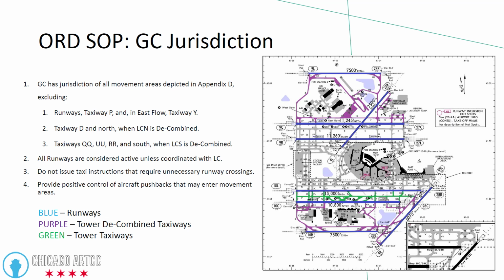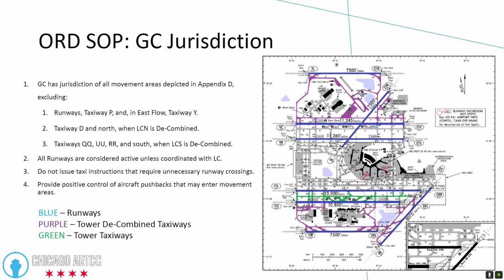Ground control jurisdiction from the SOP. Ground has jurisdiction of all movement areas depicted in Appendix D in the SOP, excluding runways. Taxiway Pop-up between the two runways here, 10 center, 10 left, always belongs to tower. And in an east flow, taxiway Yankee here. Aircraft landing 10 right would stay with the tower controller on Yankee, onto Papa, and you won't talk to those aircraft until they cross 10 left to Charlie, if they're going to the terminal core.